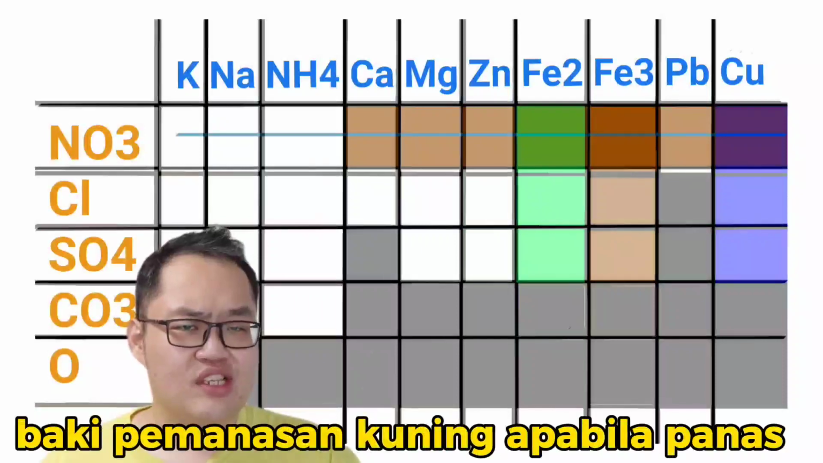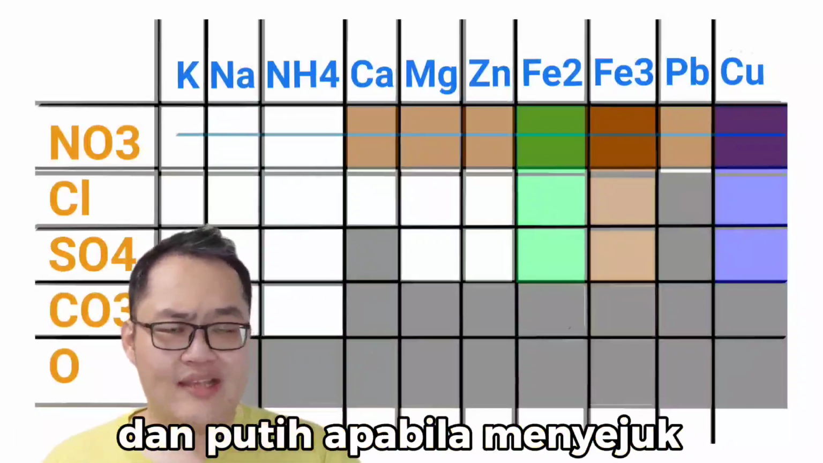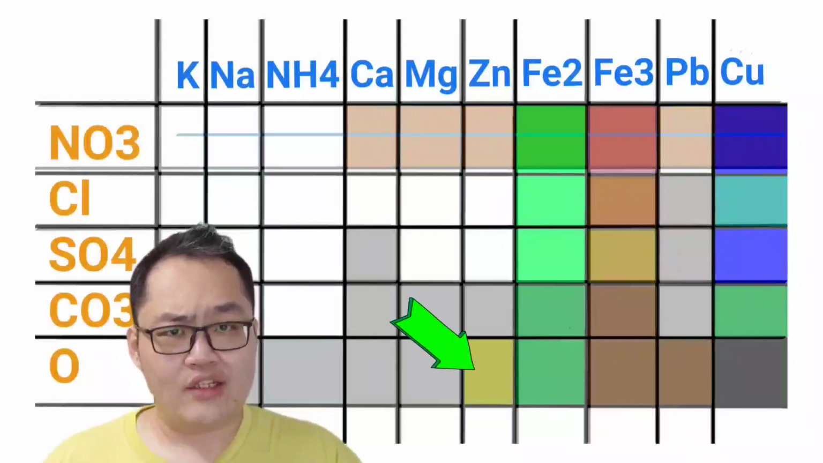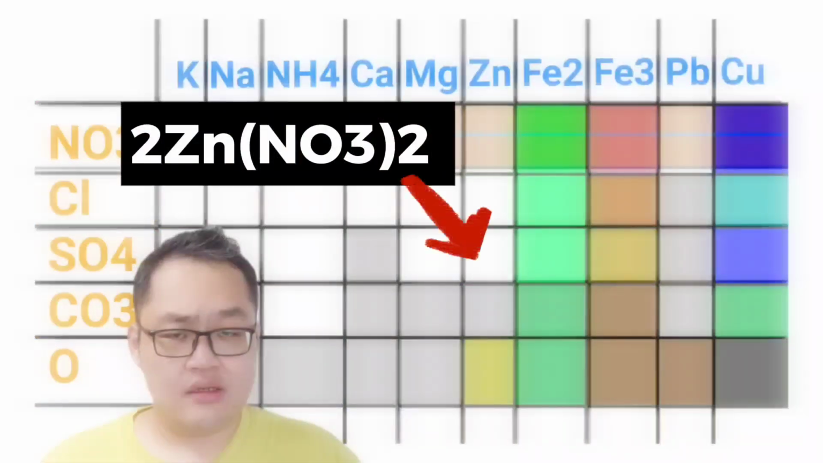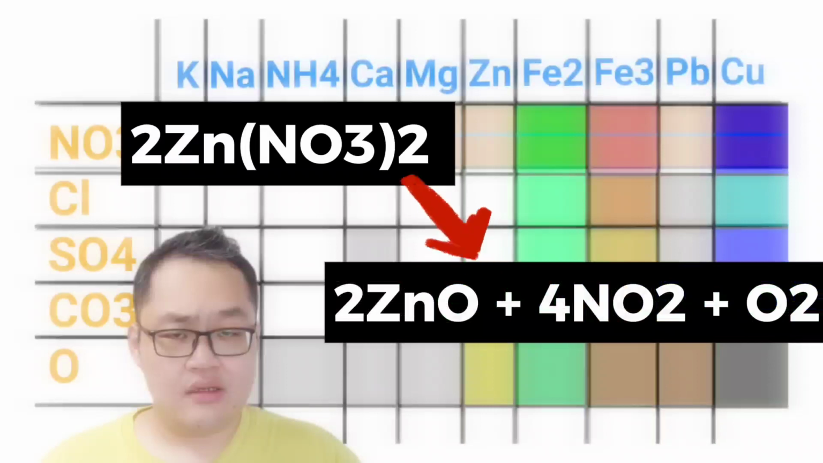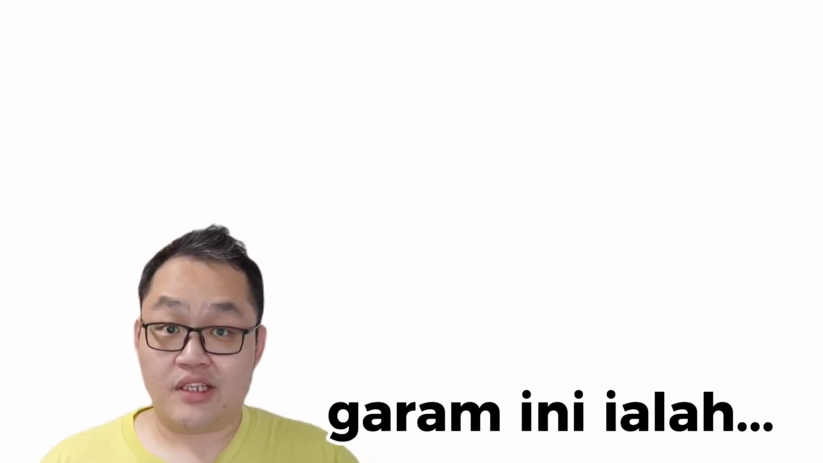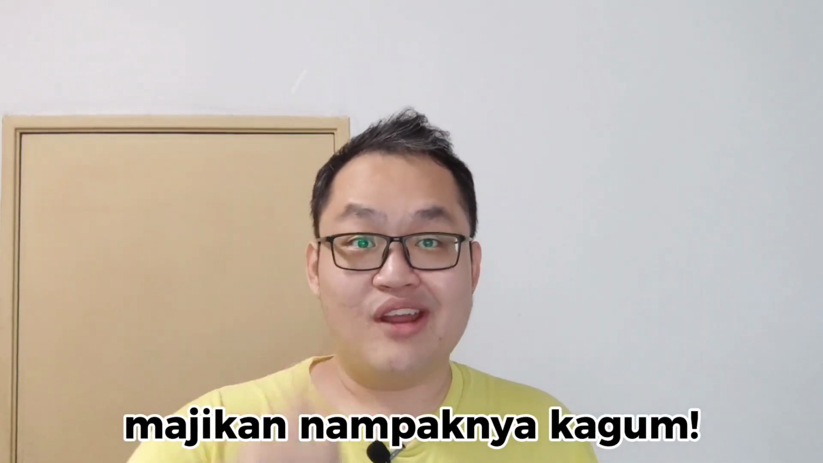The solid residue is yellow when hot and then white as it cools down. What could this be? Zinc nitrate decomposes when heated to form zinc oxide. This salt must be zinc nitrate. He seems impressed. Good job.